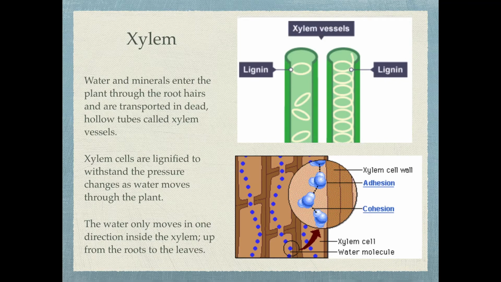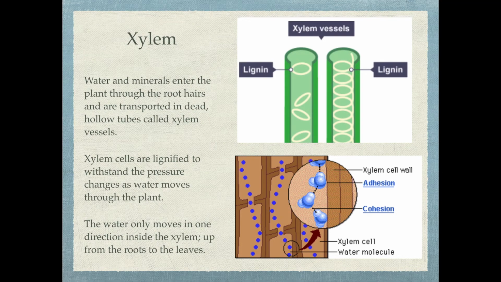Now, if you can imagine water being transported through this, changes in water pressure might cause the tube to burst if there's too much water and too much pressure. The lignin strengthens it. So the rings of lignin prevent the xylem from bursting, or allow them to withstand changes in water pressure. Finally, remember water only moves in an upwards direction through the xylem. It doesn't move both ways.